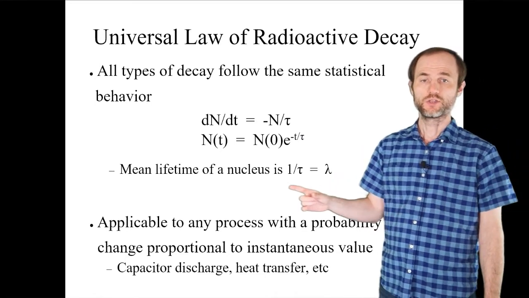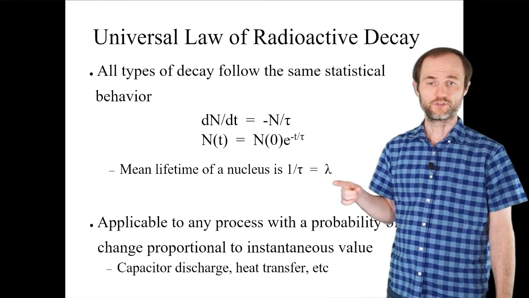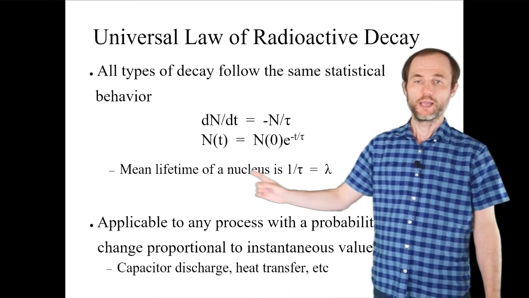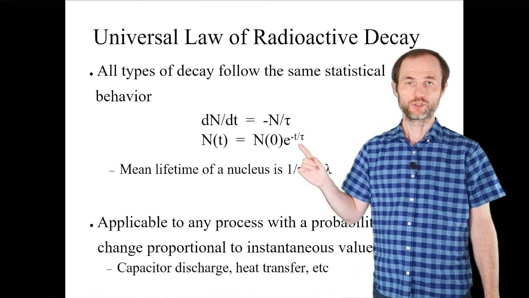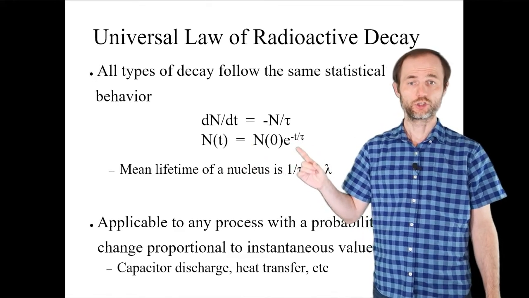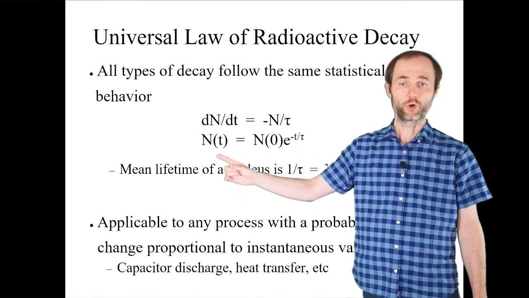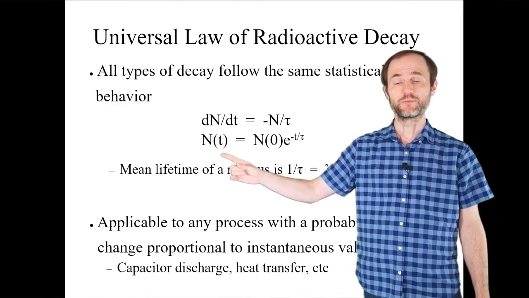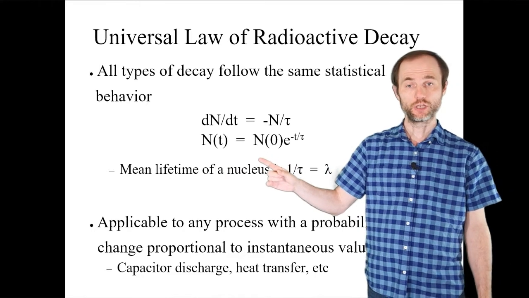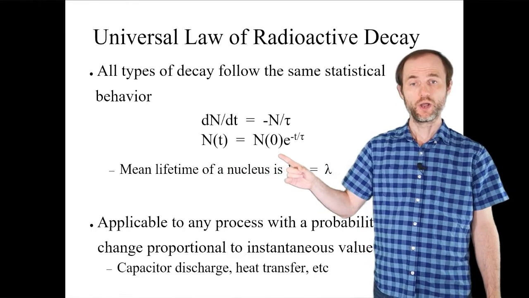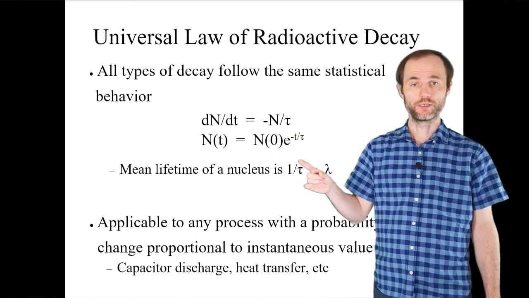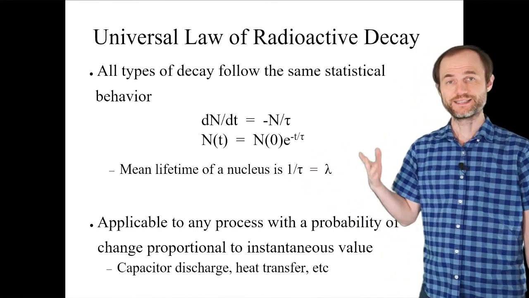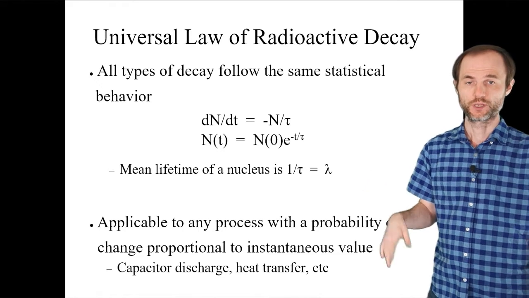And the inverse of the lifetime, lambda, is the decay rate. So you can find the solution to this simple ordinary differential equation in the following form. The number of remaining radioactive nuclei at the time t is equal to the initial number at time equals 0 times the exponent e to the power of minus t over tau.